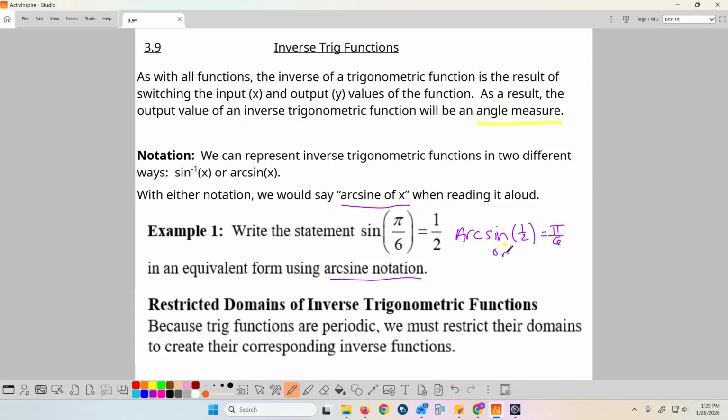And the other way is we could write it as arc sine of 1/2 again, but we'll use the other notation here, which has that exponent of -1. And that's also going to equal pi over 6, okay? So either one of those is the same thing, but that's how we would write it as an inverse trig function, all right? Now, because trig functions are periodic, there's a restricted domain that creates the corresponding inverse trig functions. All right, so let's talk about those restricted domains.